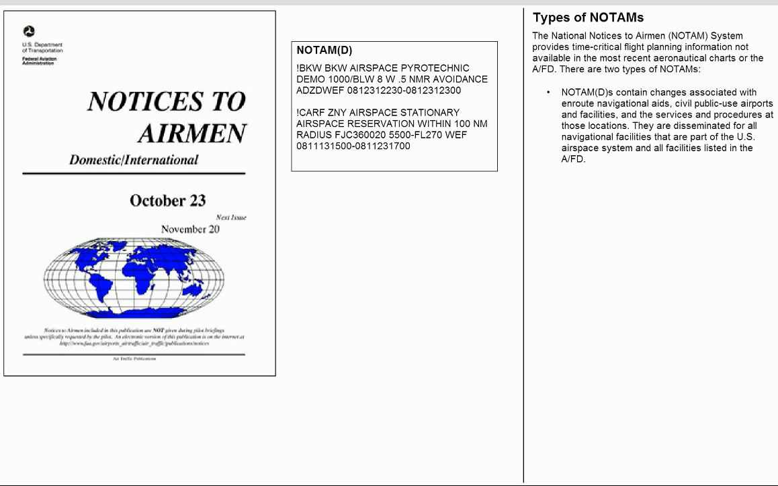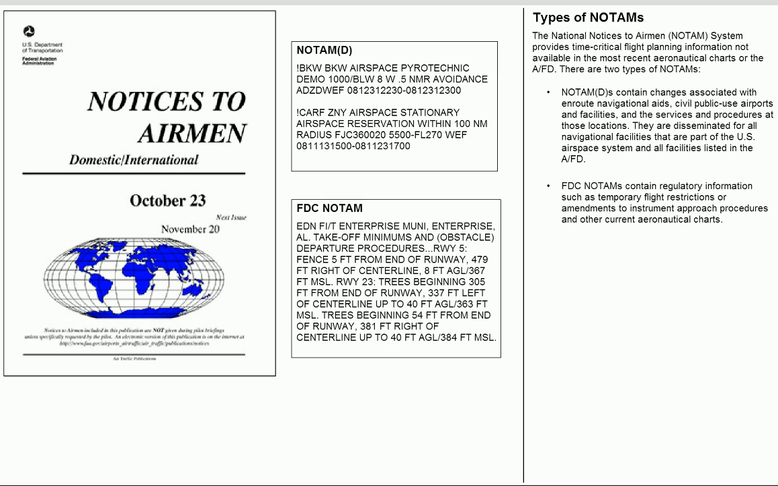NOTAM-Ds contain changes associated with en route navigational aids, civil public use airports and facilities, and the services and procedures at those locations. They are disseminated for all navigational facilities that are part of the U.S. airspace system and all facilities listed in the AFD.